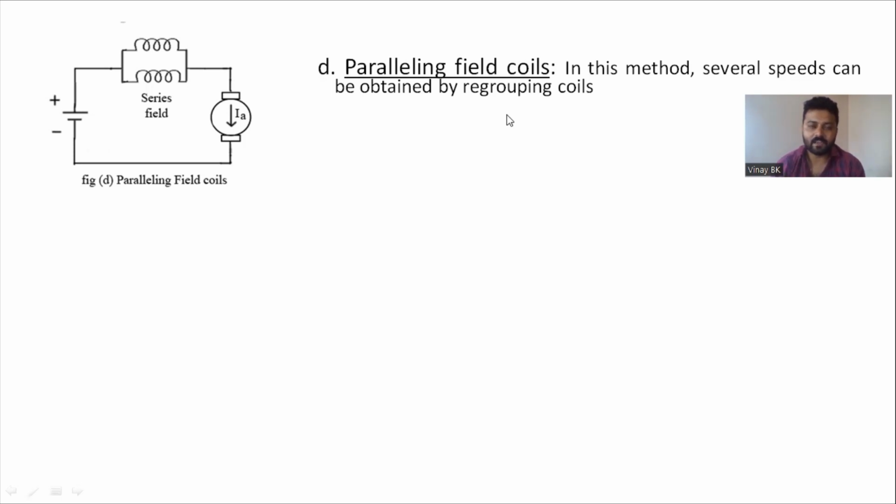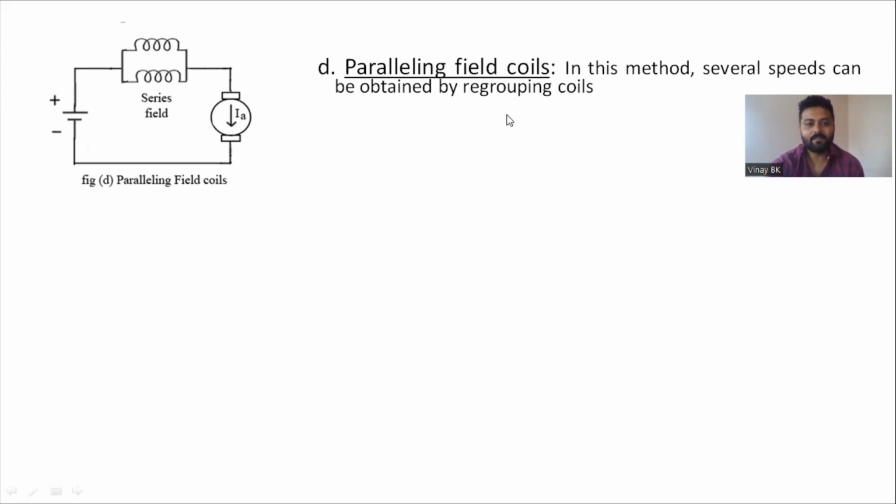So these four come under the flux control method. The first one is the field diverter method, by connecting a rheostat in parallel to the series field, and the armature diverter method, by connecting the rheostat parallel to the armature, then tapping the field windings, then paralleling the field coils. We can control the speed of a DC series motor.